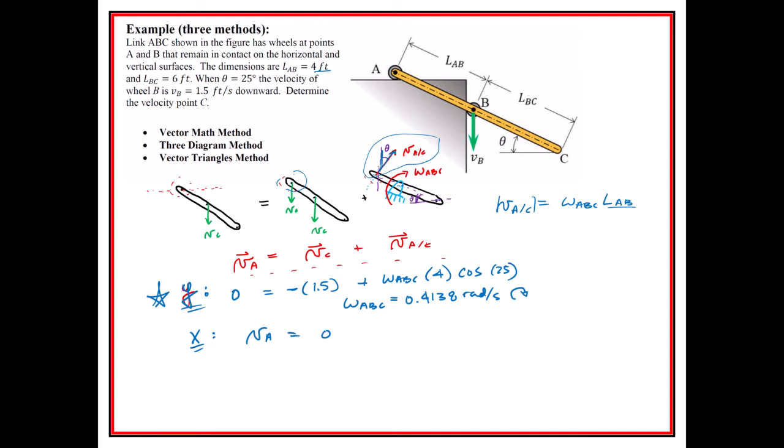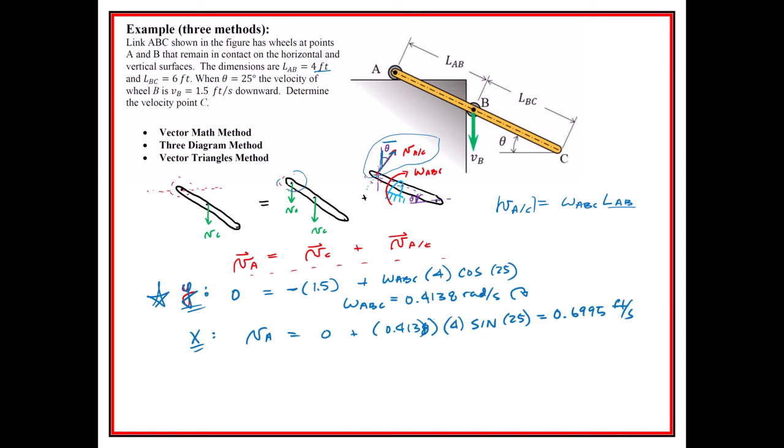And here it's also going to be a positive direction, so it's going to be plus 0.4138 times our 4 and times our sine right there, because the x component is opposite from that angle of 25. And of course we get the same thing as we got in the other problem, 0.6995 feet per second. But we didn't really need that part of it.